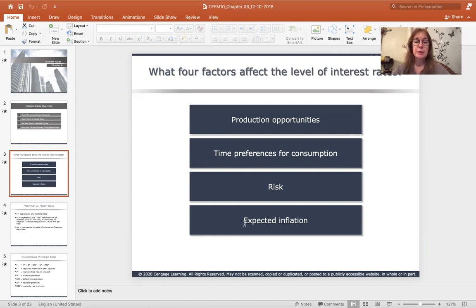And then inflation expectation. Inflation will make interest rates go up. So the higher the inflation, the higher interest rates are going to be.